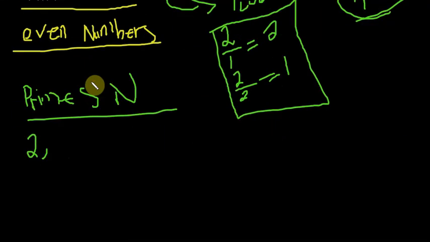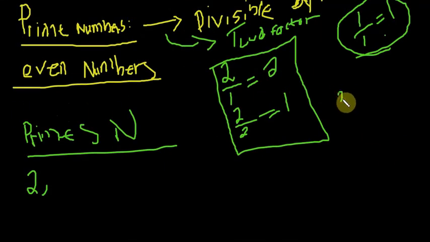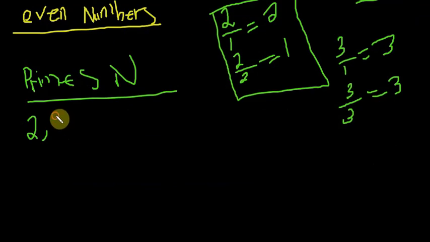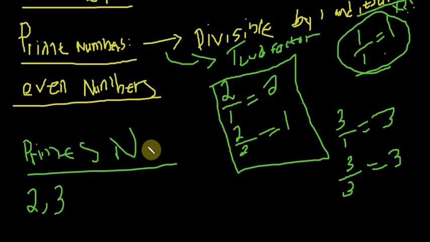What about 3? Let's look at it. Can 3 be divided by 1? Yes, it's 3. Can 3 be divided by 2? No. Can 3 be divided by 3? Yes. 3 can only be divided by 1 and itself. So 3 is a prime number.